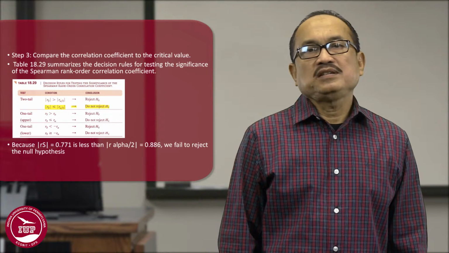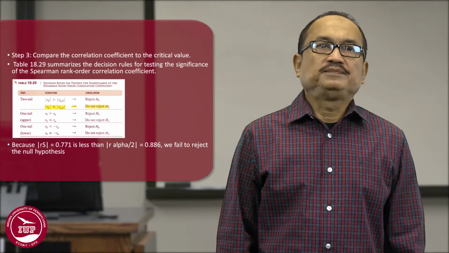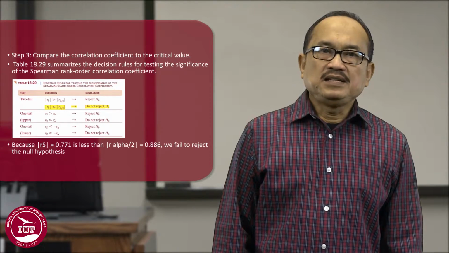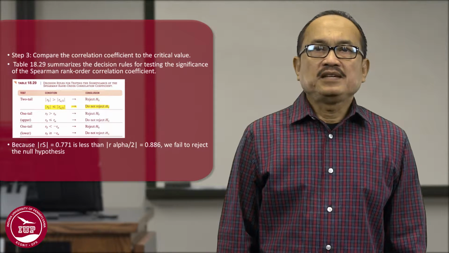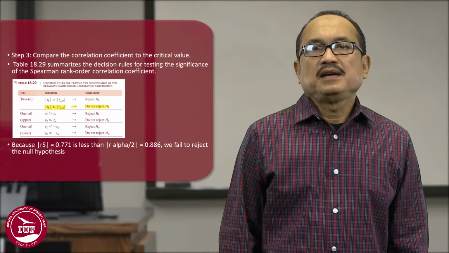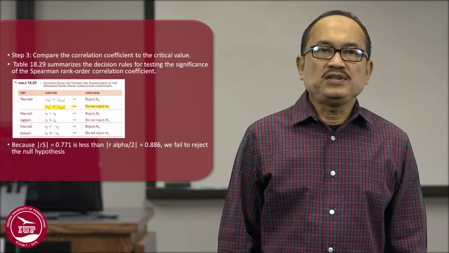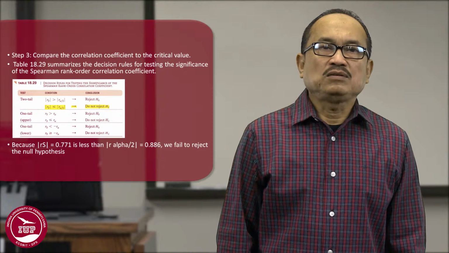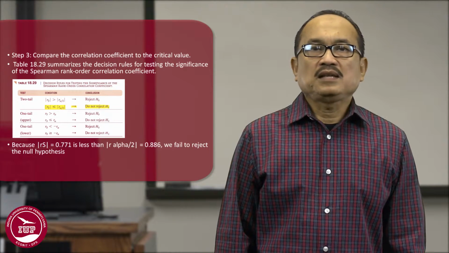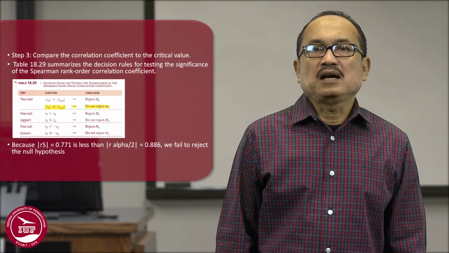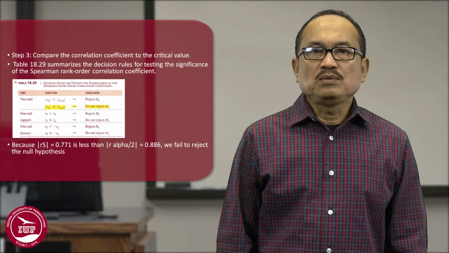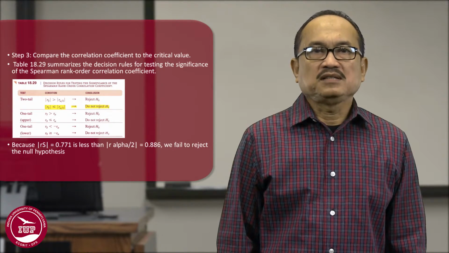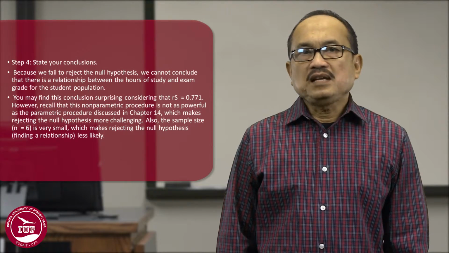Step 3. Compare the correlation coefficient to the critical value. Table 18.29 summarizes the decision rules for testing the significance of the Spearman rank order correlation coefficient. Because the absolute value of rs equal to 0.771 is less than the absolute value of r alpha divided by 2 equal to 0.886, we fail to reject the null hypothesis. Step 4. State your conclusion.